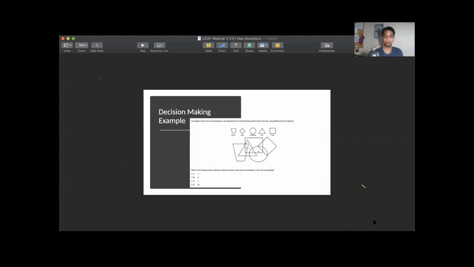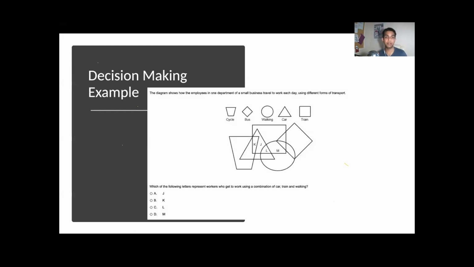Here is an example of a decision-making question. As you can see, it is a question of Venn diagrams. The diagram shows how the employees in one department of a small business travel to work each day using different forms of transport. Now, personally, when I look at decision-making questions, I tend to ignore the initial text and go straight to the question, because the question will be what you'll be looking for in the information provided. So, which of the following letters represents workers who get to work using a combination of car, train, and walking?